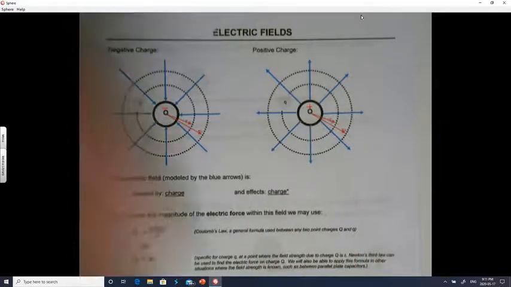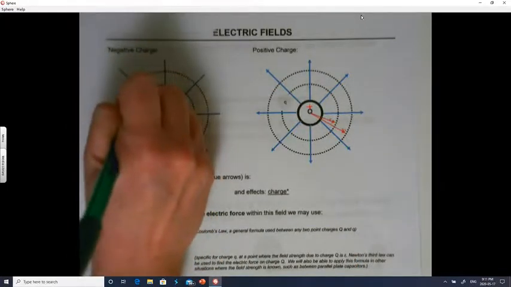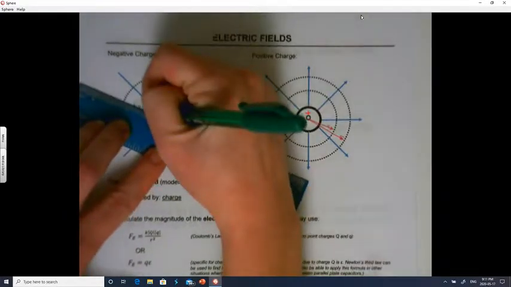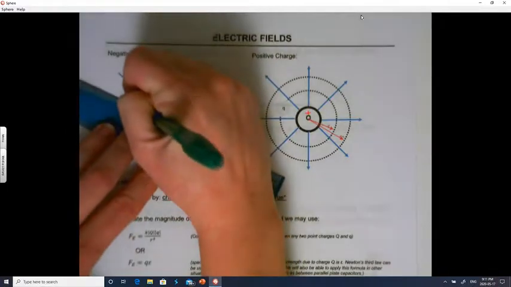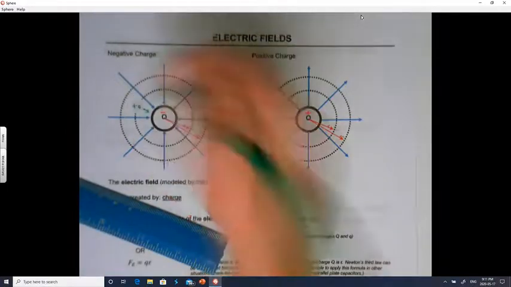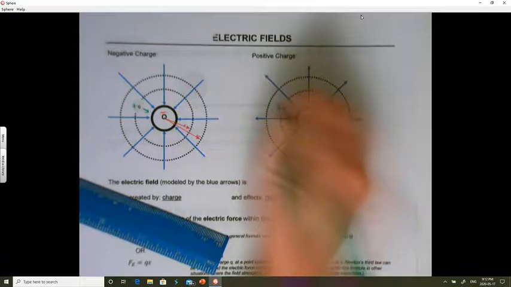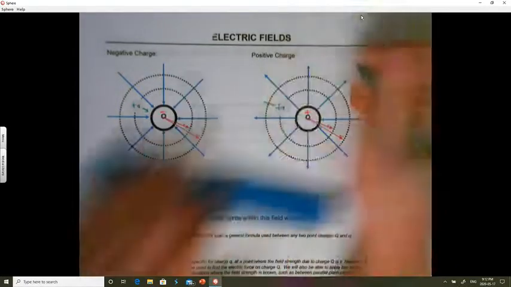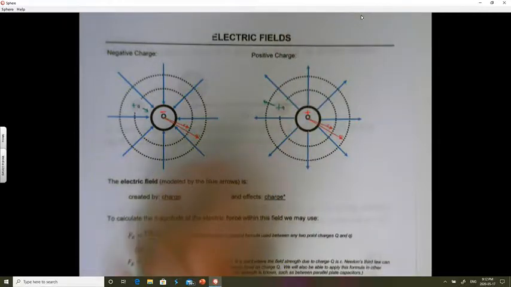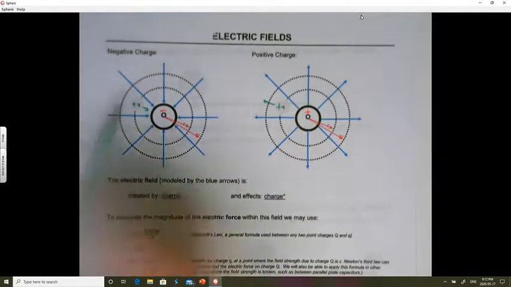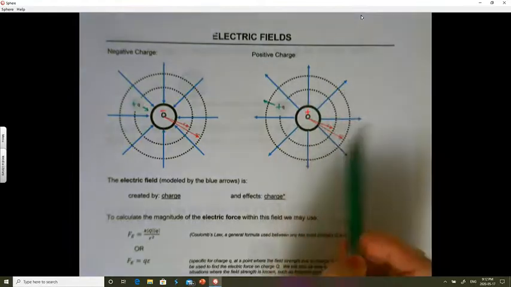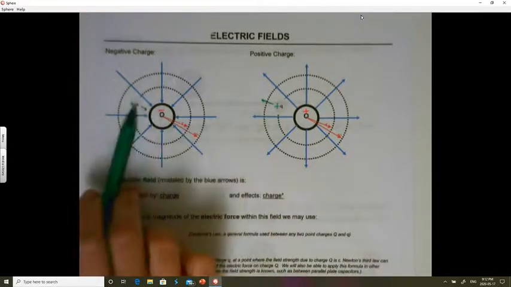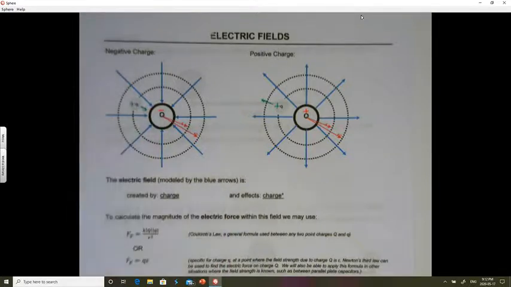Now that means if this little charge here was positive, for example, it would be attracted to this central charge and take on that direction, and if it was positive here, it would be repelled from this one. So that's how we can figure out the direction of these field lines as well as these ones over here, just by figuring out which way that charge would move if it were positive.